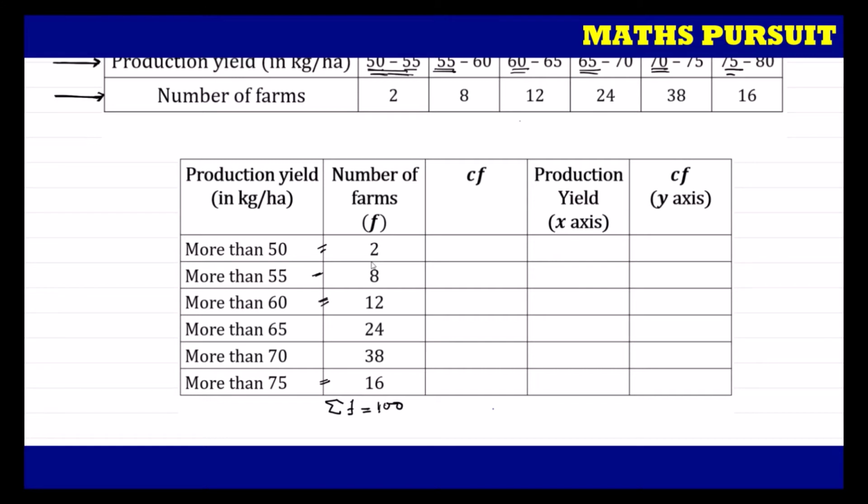Now, how do we check whether this total of 100 is correct? If you look at the question, something would have been mentioned about this 100. The question says the following table gives the production yield per hectare of wheat of 100 farms. So as the question mentions 100, this is the frequency and our total is correct.